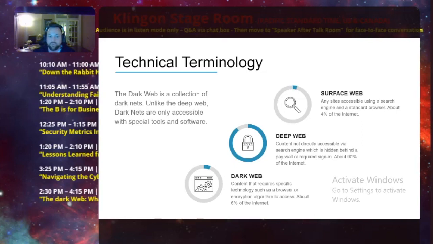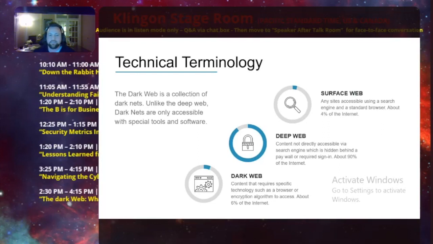So what is the dark web? There are 3 different areas of the internet. We'll call them the surface web, which is basically anything that you can access with your browser. So Chrome, Firefox, Brave. You open up your browser, you go to Google, that is surface web. You go to any of the news sites like CNN or Fox, that is surface web.